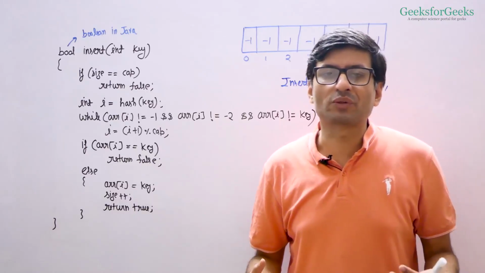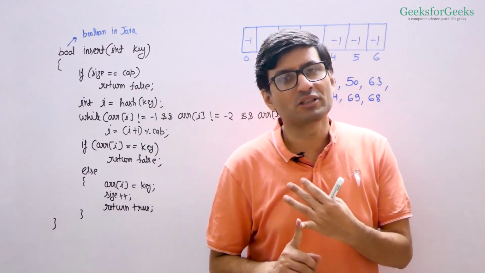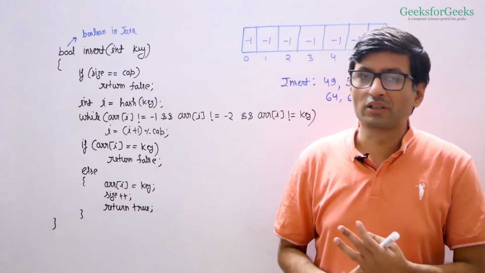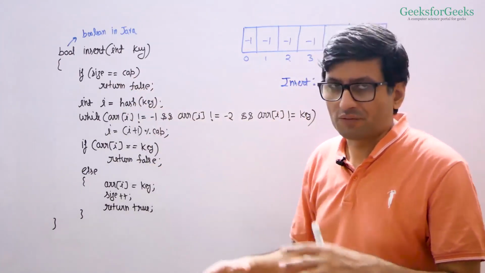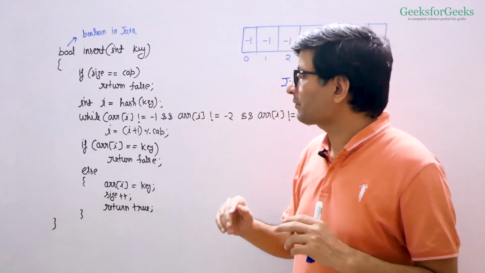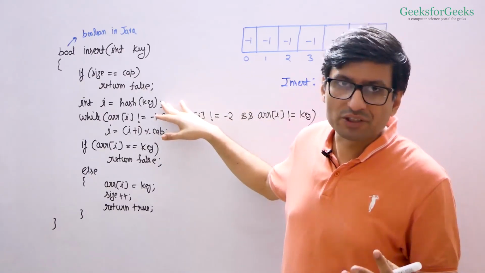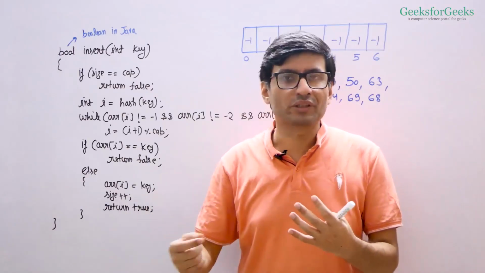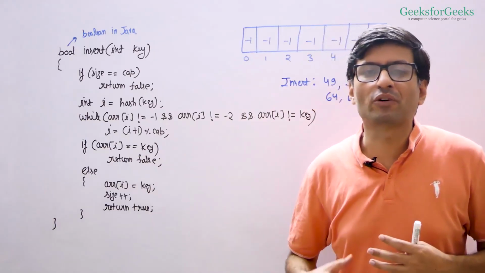Now what are the cases when it cannot successfully insert the key? The cases are when your hash table is full, and when the key already exists in the hash table. So the first thing we do is check if size is equal to capacity, then we return false, since the hash table is full. Otherwise, we first compute the hash function. After computing the hash function, we start linear probing. We start from this location i and we keep on linearly probing for an empty location.